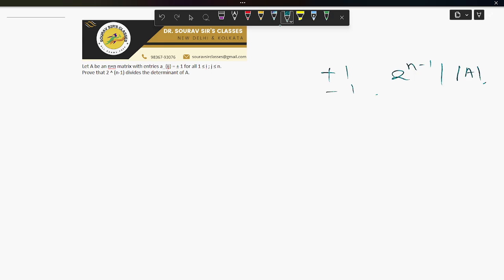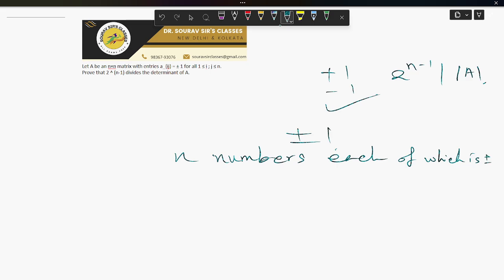For an n cross n matrix, the determinant is the sum of products of entries, where each product consists of only one entry from each row and each column, multiplied by a sign depending on the permutation of the columns. Given that each entry is plus 1 or minus 1, each product in the determinant's expansion will be plus or minus 1, because we are multiplying n numbers, each of which is plus or minus 1. Therefore the determinant is the sum of many terms, each being plus 1 or minus 1. Our goal is to show that the sum is divisible by 2 to the power n minus 1.